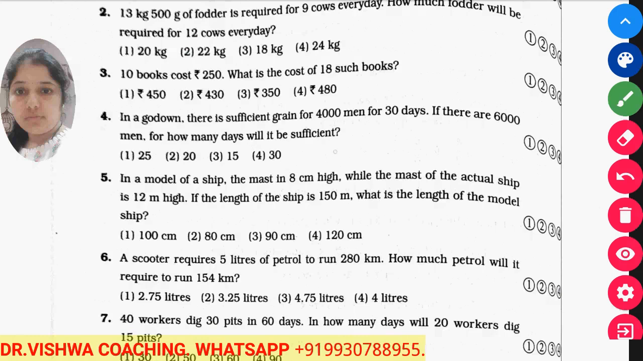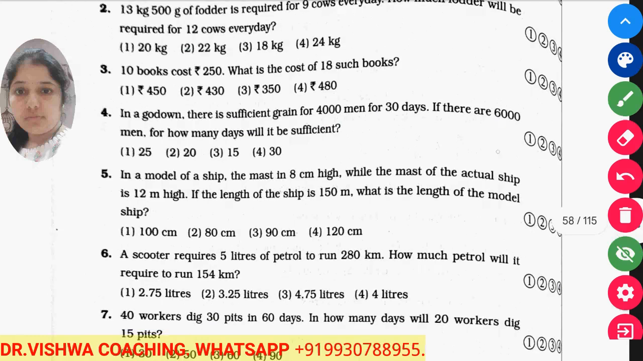In a godown there is sufficient grain for 4000 men for 30 days. If there are 6000 men, for how many days will it be sufficient? Now see, here there is an indirect variation, because some amount of grain is there. If there are 4000 men, 30 days is sufficient for them to finish that grain. If the number of men increases, days will decrease. Okay, so how are you going to solve this?